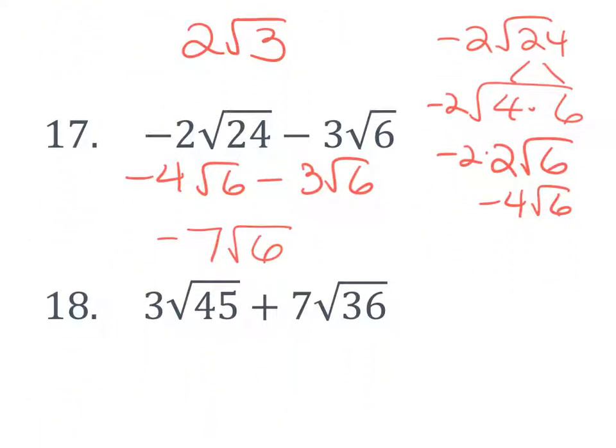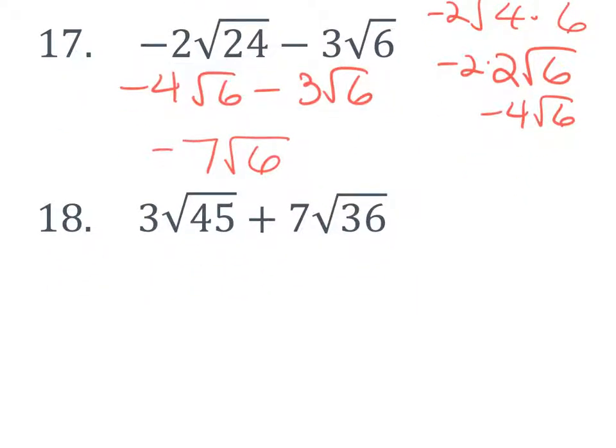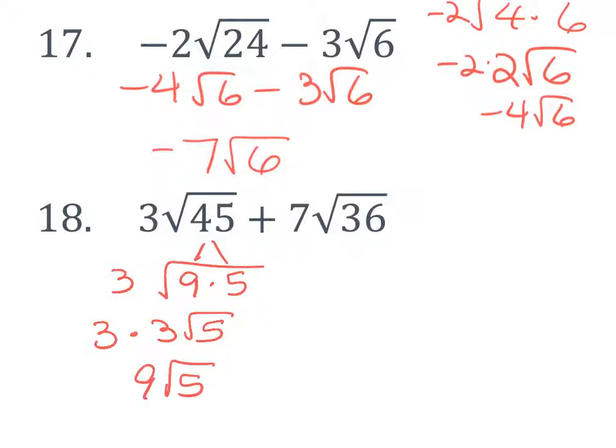Same thing on 18. We need to break down that 45 and the 36. So for the 45, I can break this to 9 times 5. And again, if you realize 9's a perfect square, it just becomes 3 square root 5. Multiply it by the 3 that's already there. The 36, this is a perfect square. 6 times 6. So this just becomes 7 times 6, and then we would get plus 42. I cannot add those together. The 42 does not have the square root of 5, so I leave it alone.